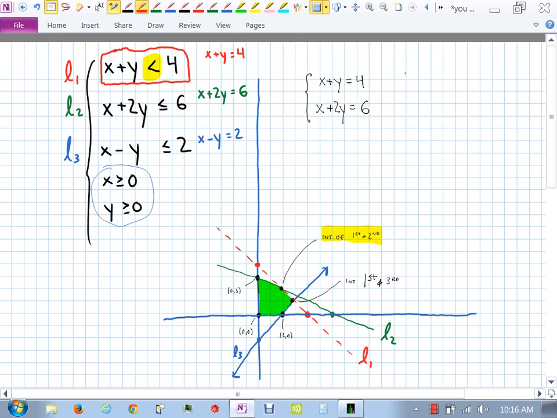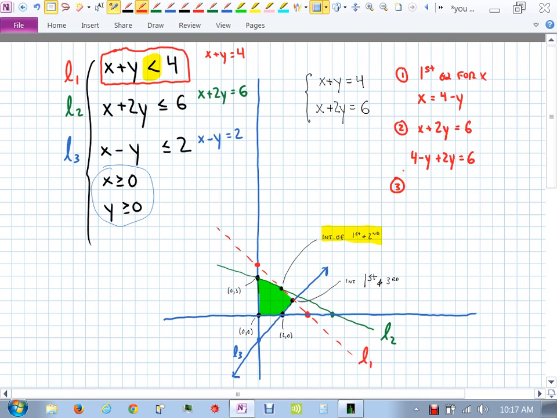So for this one, I'm going to solve the first one for, let's say, x. So I'm going to take the first equation for x. So I get x equals 4 minus y. I'm going to plug that into the second equation now. So I take x plus 2y equals 6. I'm going to replace the x with 4 minus y.